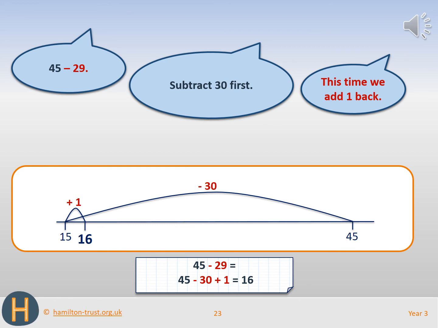Let's have a look at the answer. 45 take away 29. First, we want to subtract 30, then we are going to add 1 back. So 45 take away 30, we get 15. Add on 1 more, we get 16. Can you see how I'm not taking away an extra 1, instead I'm adding 1? It's because I'm not taking away 31, I'm taking away 29. That is why I need to add that 1 more back. When we record it as a number sentence, we have 45, take away 30, add 1 equals 16.